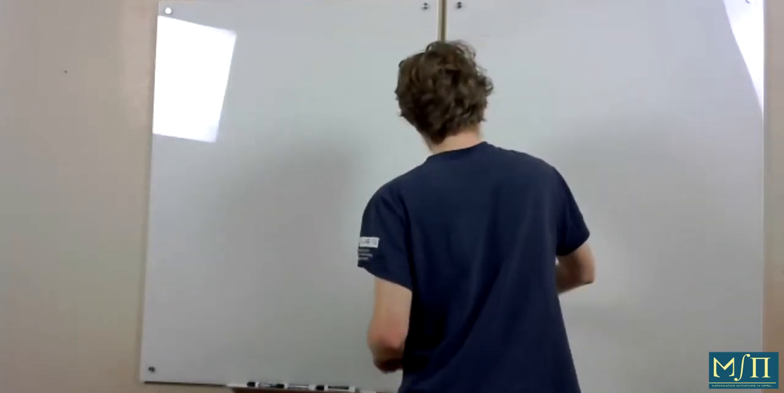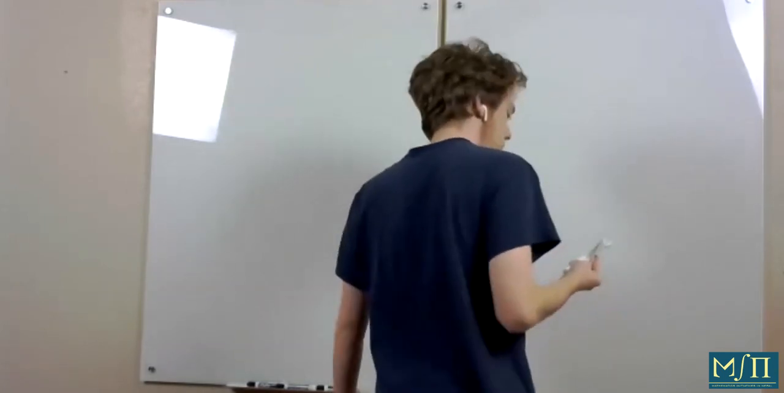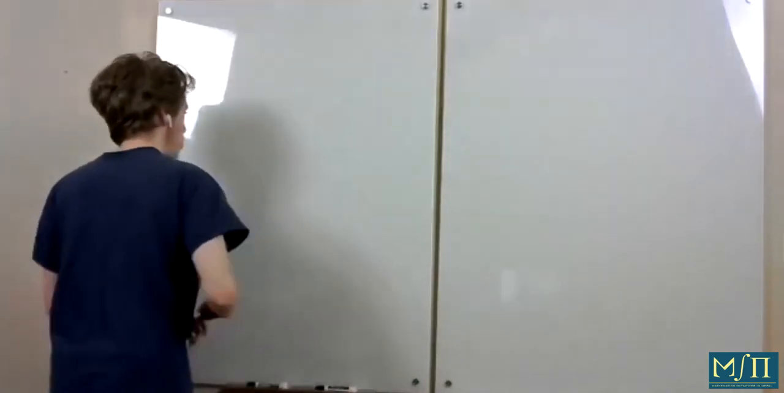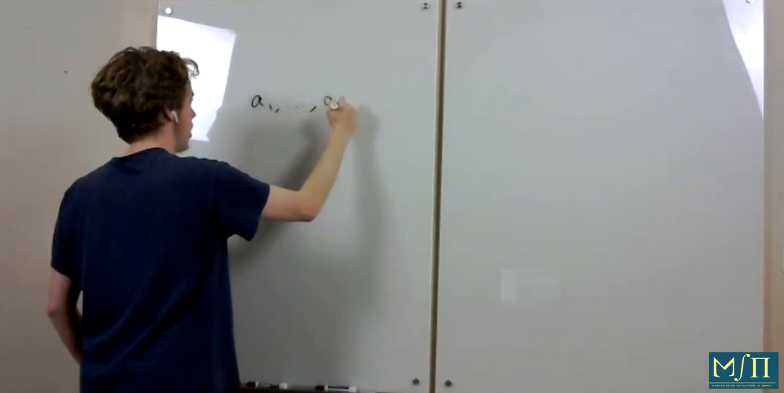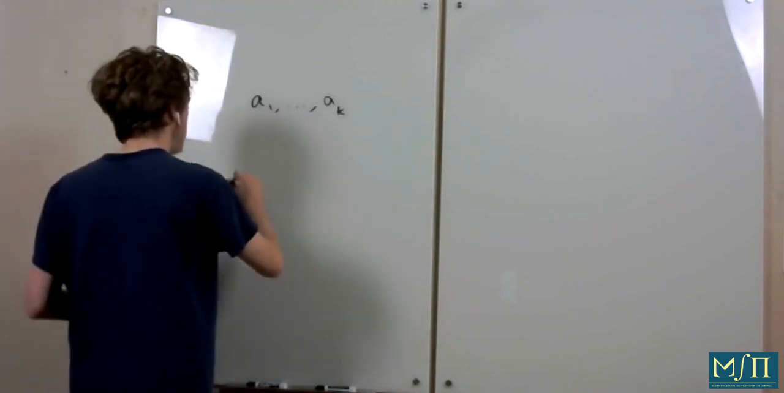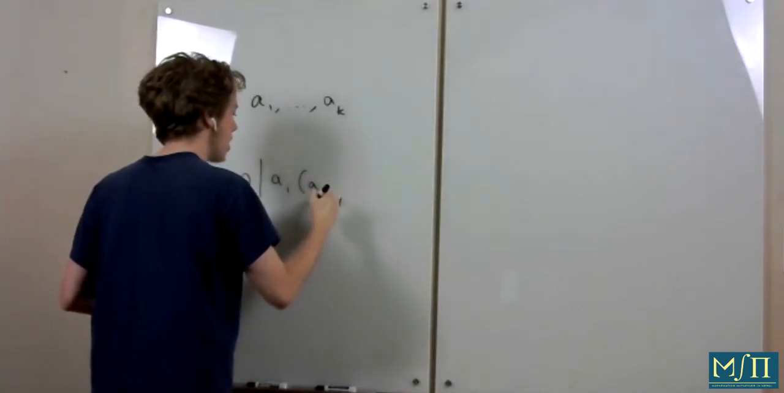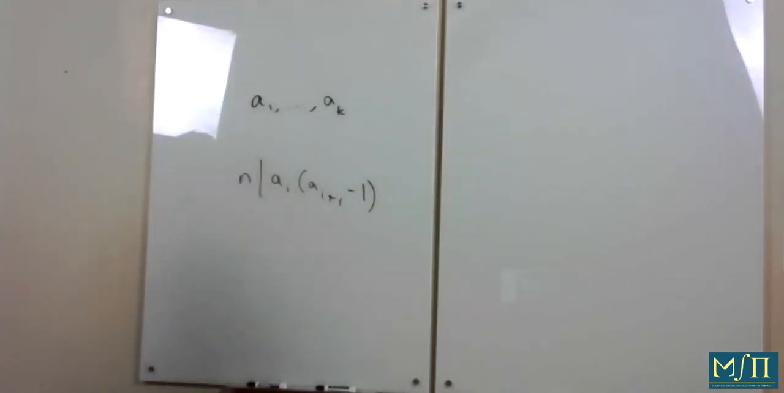This tells us we have a positive integer n, and then we have some pairwise distinct, so they're all different, any pair of them is different, positive integers a1 through ak for some k that is at least 2. And we're told that n divides a sub i times a sub i plus 1 minus 1, for all i.